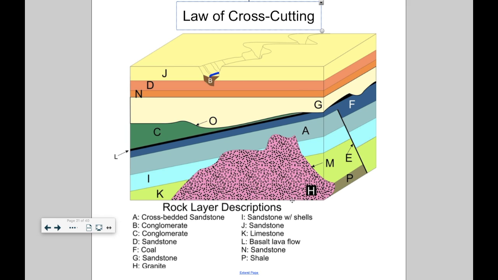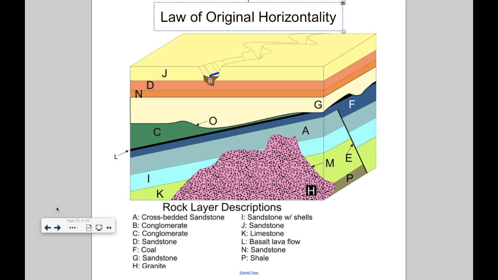In other words, anything that is being cut through had to have been laid down first, and then the cutting event, whether a fault in the case of E that may have been caused by an earthquake, or this intrusion that may have happened via liquid rock moving up through these layers, both of those things happen after the layers were laid down. Final law, the law of original horizontality.